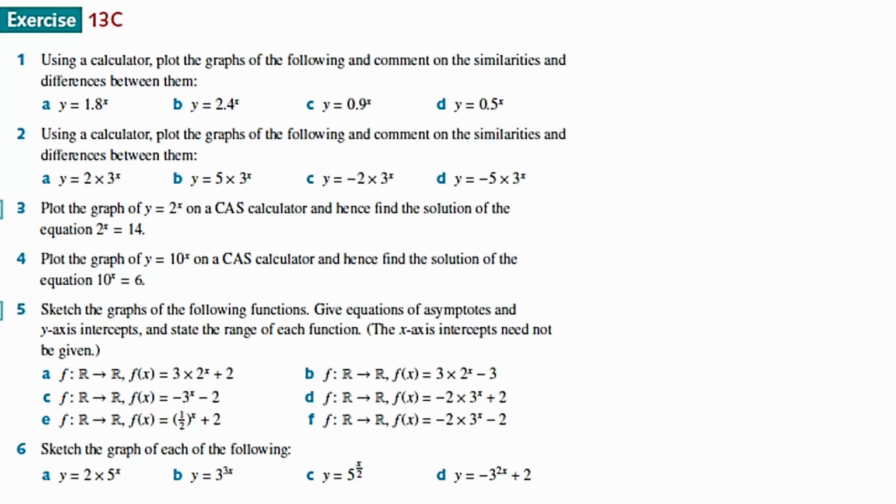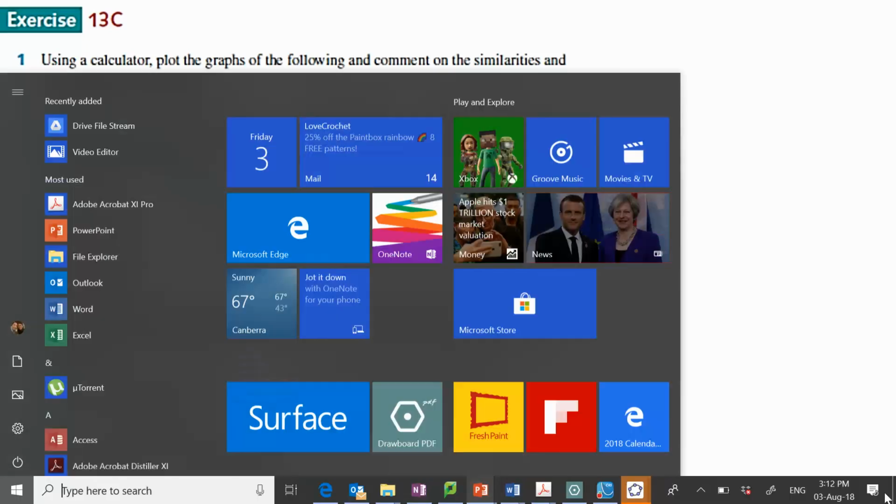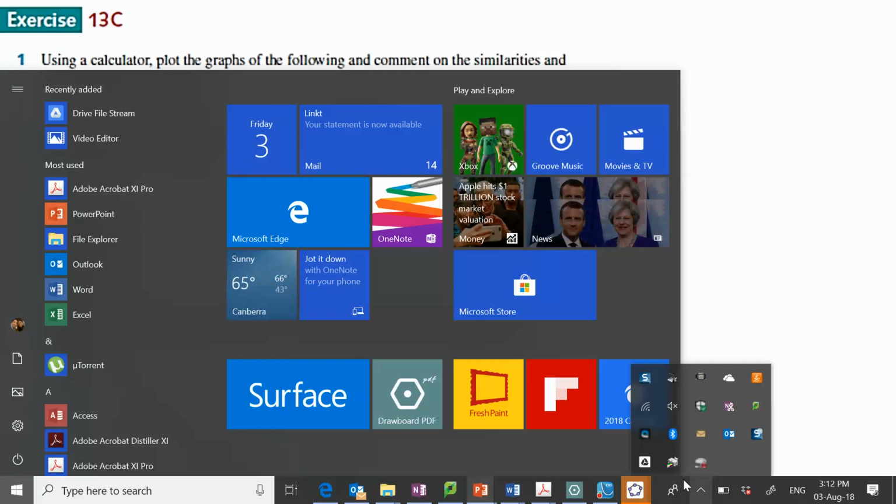Same thing with studying. It's not about doing a lot of work. It's about progressing your level of understanding. Okay, so that's how you improve your understanding of maths. All right, I'll leave it there. But that's 13C, and you've got 3 minutes left before the end.